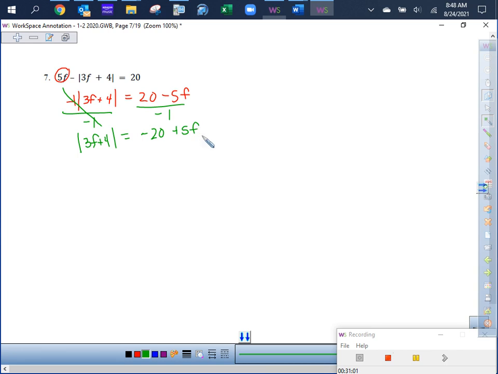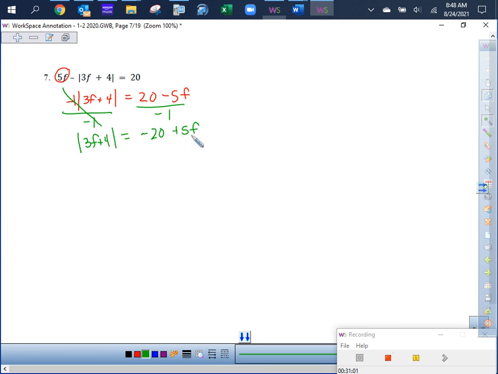So you cannot distribute through the bars. Even if that was a number, right? You can't use the distributive property. We're going to divide both sides by a negative. 20 divided by a -1 is -20. -5f divided by a negative is a positive. Cool? Continue with your neighbor.